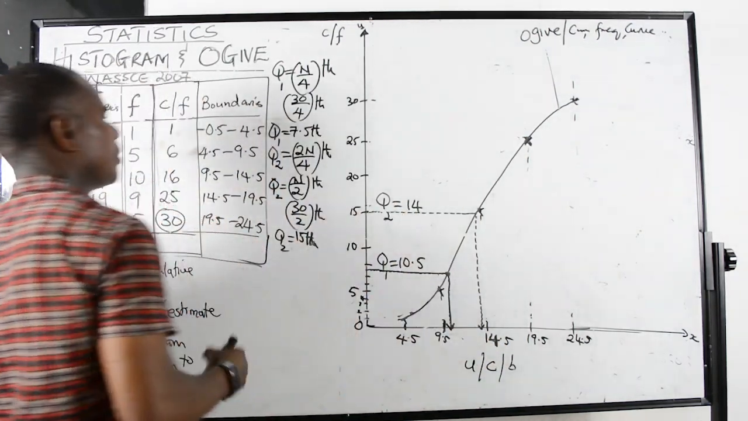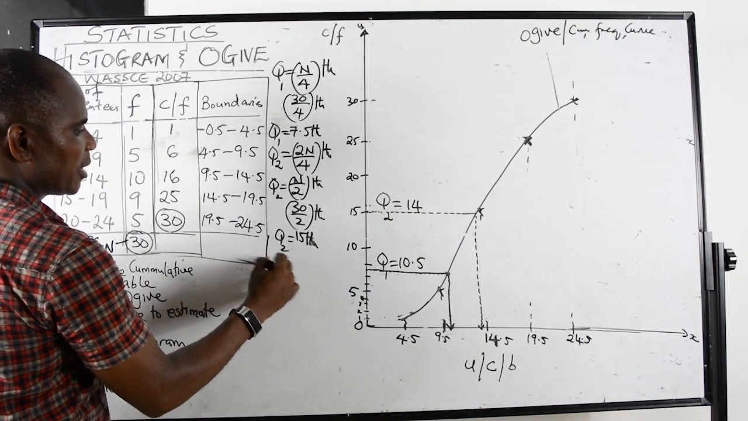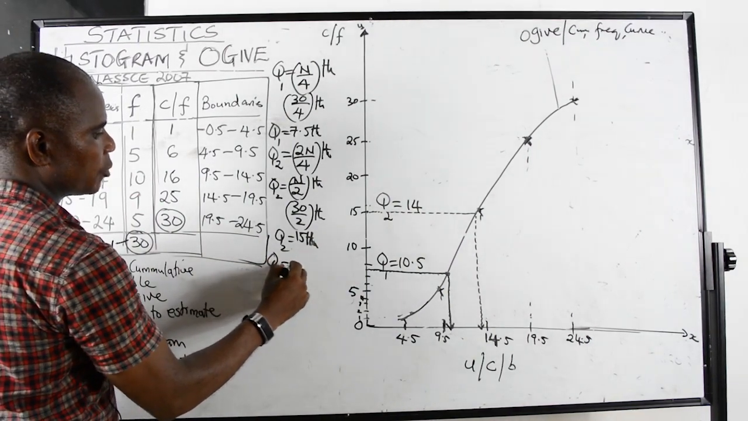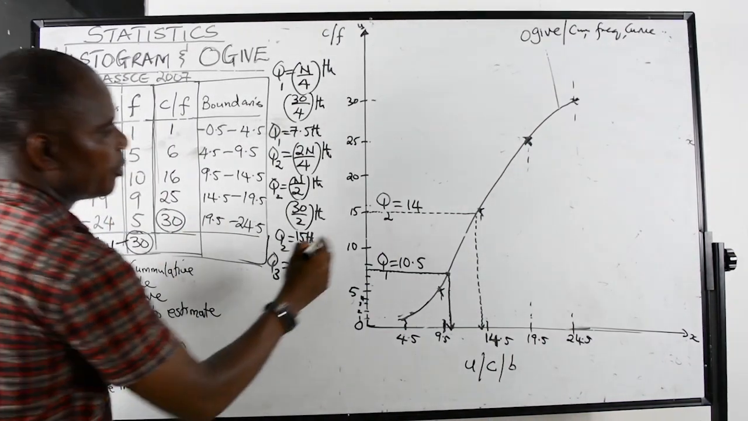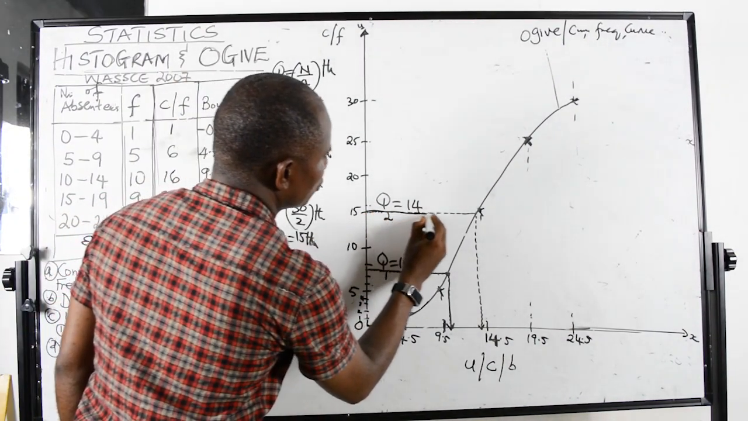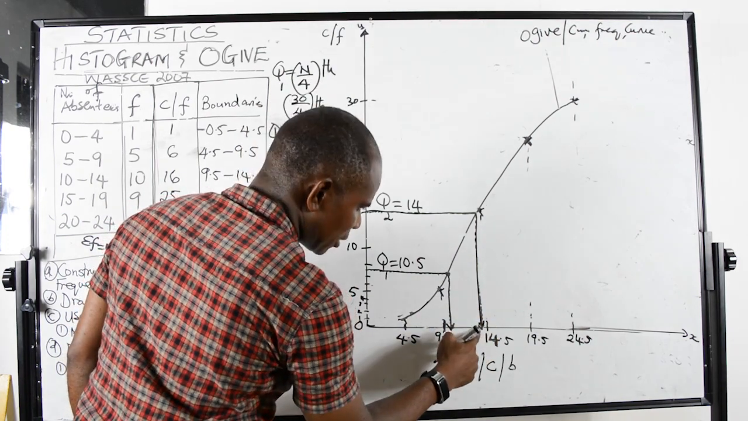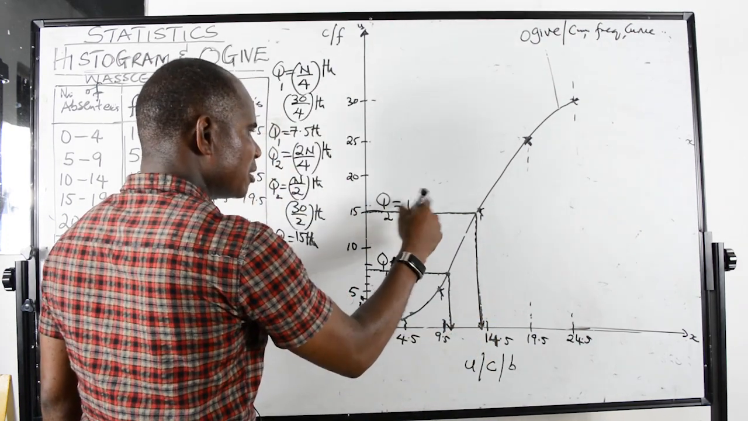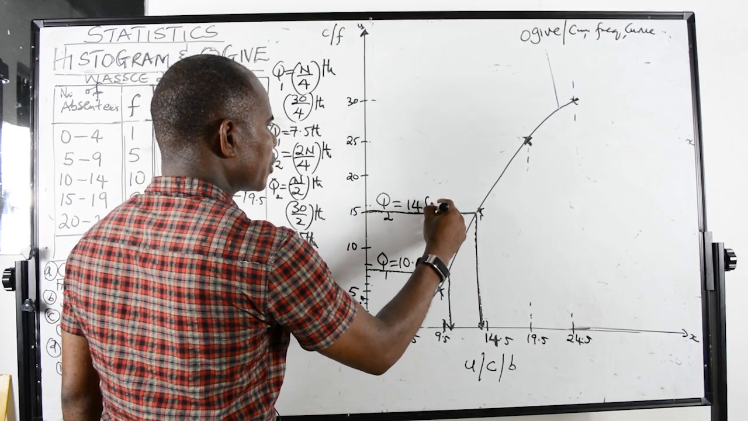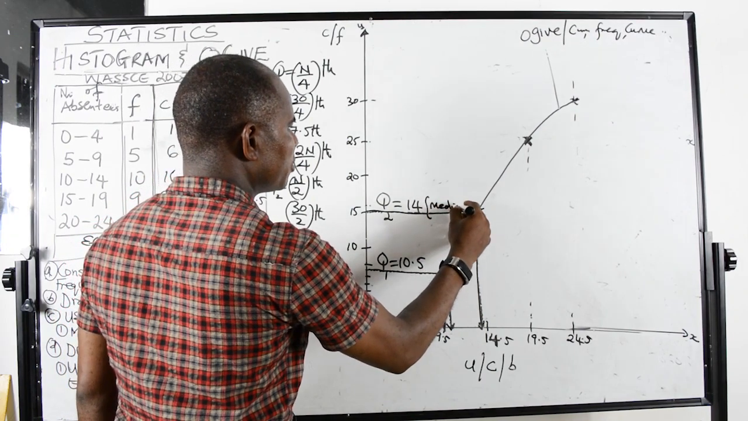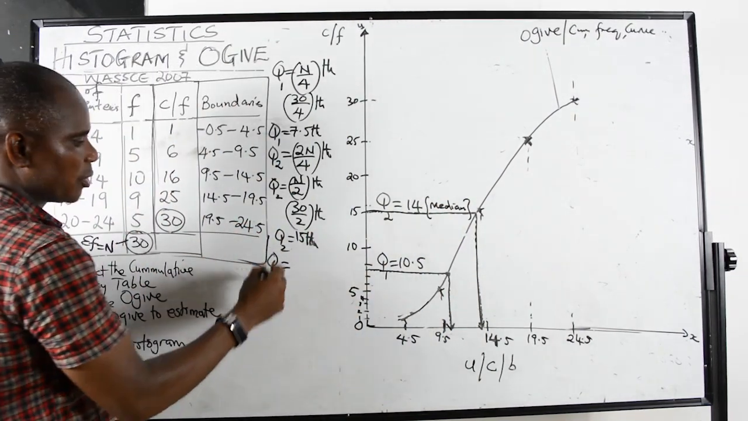So now I'm coming to the third quartile. The third quartile is Q3. You must draw this line to touch there, and you go down to read this number. That's the number that is the median. This is the median, or the second quartile. The other name for it is median. Yep. So now we come to the third quartile.